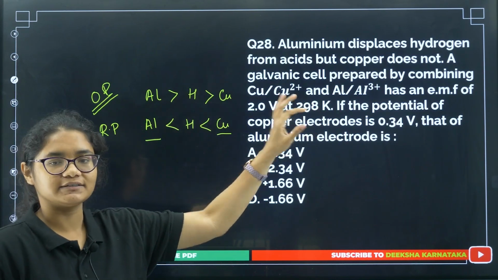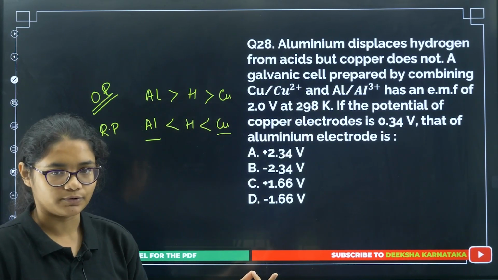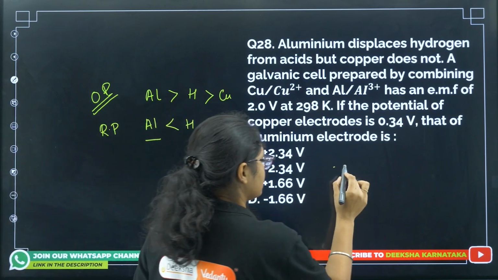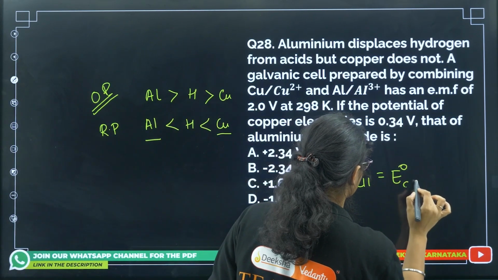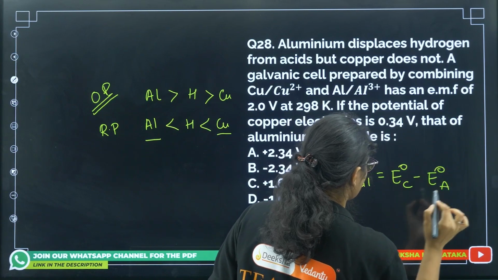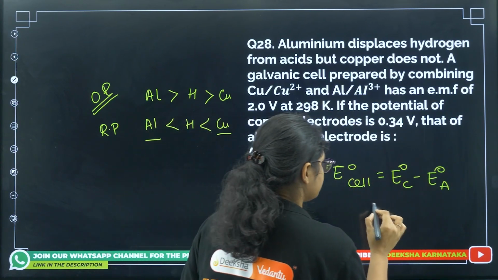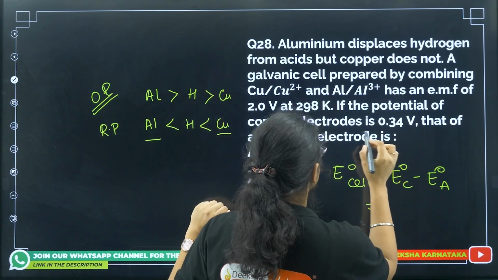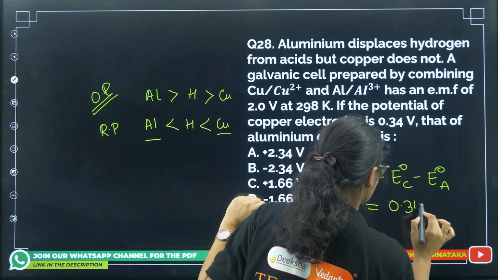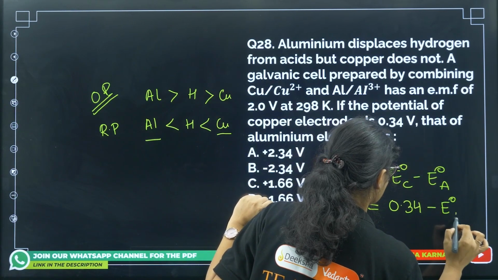So in this particular cell, copper will behave as a cathode, right? So if I now write the cell, E naught of the cell is equal to E naught of cathode minus E naught of anode. Let us substitute now. What is E naught of cathode? Copper value is 0.34 minus E naught of anode.